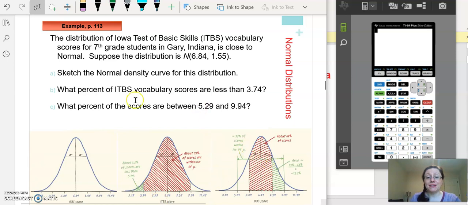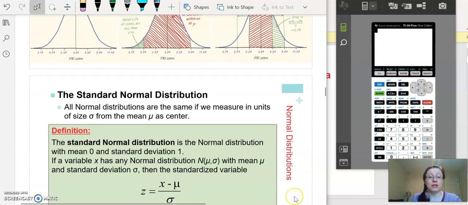Okay? And lastly, the question is, what percent of the scores are between 5.29 and 9.94? So you can see 5.29 right here, 9.94. So we're looking for this combined shaded area, right? The red part is about 68% of the scores. To get this green shaded part, you have to take 95%, which would be all of this, right? And subtract 68 from it. And then you have to divide it by 2, because you don't have it shaded on both sides, only on one side. So the correct answer would be 13.5% plus 68%.